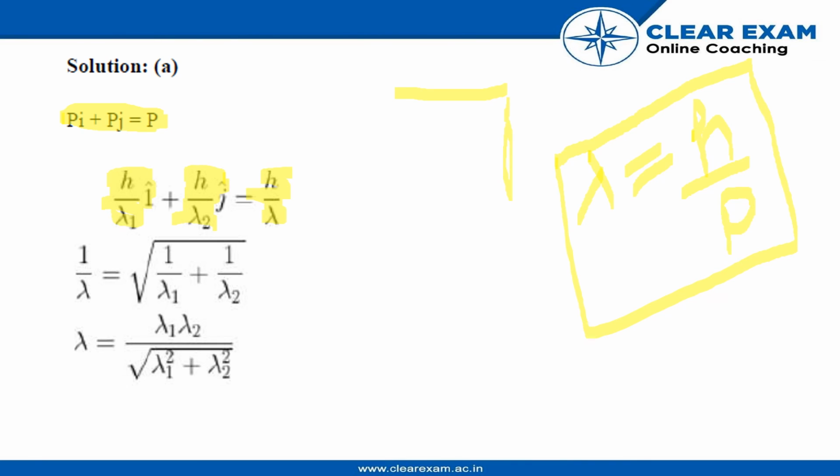Here h will cancel out and we will be left with 1 upon lambda. Here we have I cap and J cap also, so to remove them we have to take the square root. We will get this square root of 1 upon lambda 1 squared plus 1 upon lambda 2 squared. After taking the LCM, we will get lambda is equal to lambda 1 into lambda 2 divided by the square root of lambda 1 squared plus lambda 2 squared. This is the answer. That is option A, the correct answer.